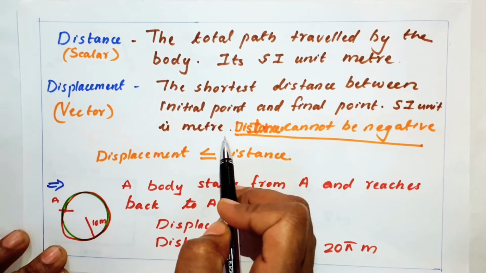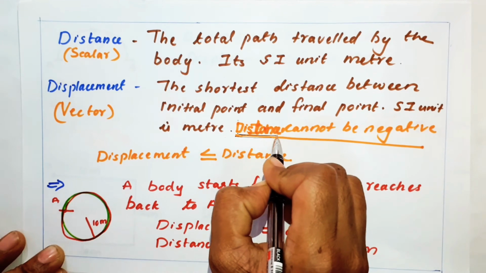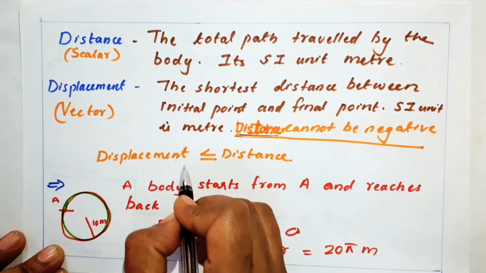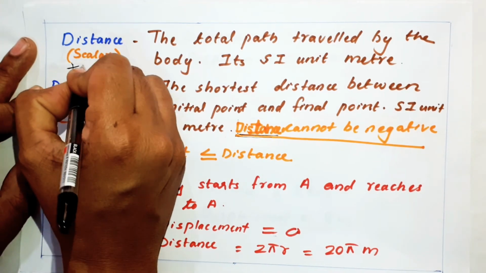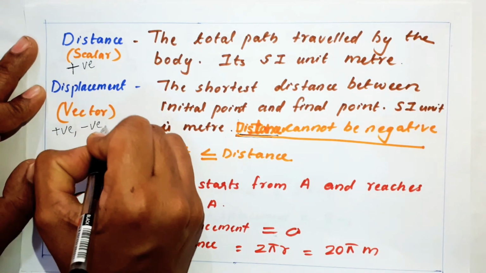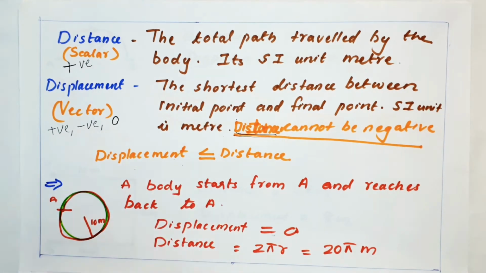See, displacement I told, but this is about the distance. Distance cannot be negative. The meaning is displacement can be negative. The displacement can be equal to distance or it is lesser than distance. So I can tell here the distance is always positive. But displacement can be positive, it can be negative and also it can be zero. Displacement can be positive, displacement can be negative or it can be even zero also. So, there is a condition that displacement can be equal to distance or it should be less.